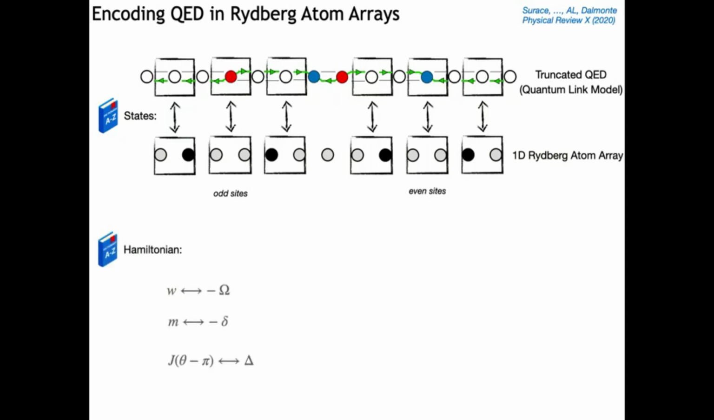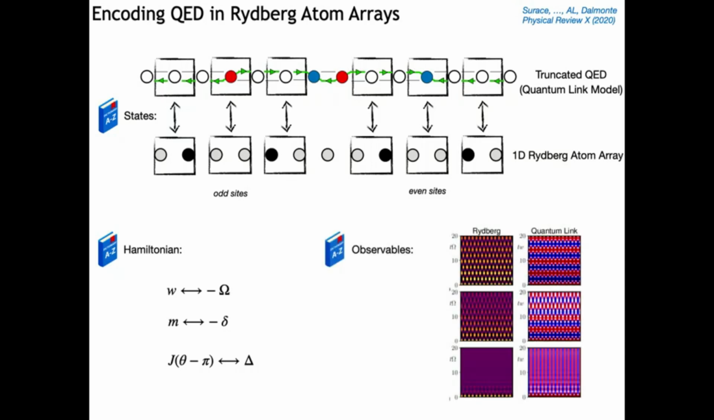And in particular, once you check the matrix elements of the Hamiltonian, you see that there is a complete correspondence between the matrix elements of the Rydberg Hamiltonian and the matrix elements of the gauge theory once you do a set of identifications of the parameters that are reported here on the slide. So if you remember, this omega, delta, and delta are the parameters that enter the Rydberg atom array, and you can map them exactly to the parameters appearing in the gauge theory Hamiltonian, right?